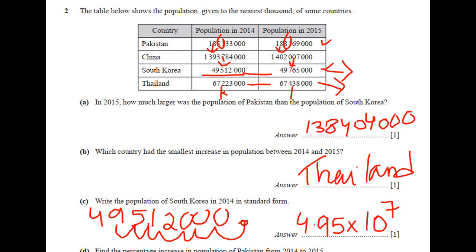So, and why have I written 4.95 and not 4.9512? Because we have to give a final answer in 3 significant figures. So 4.95 makes 3 significant figures.